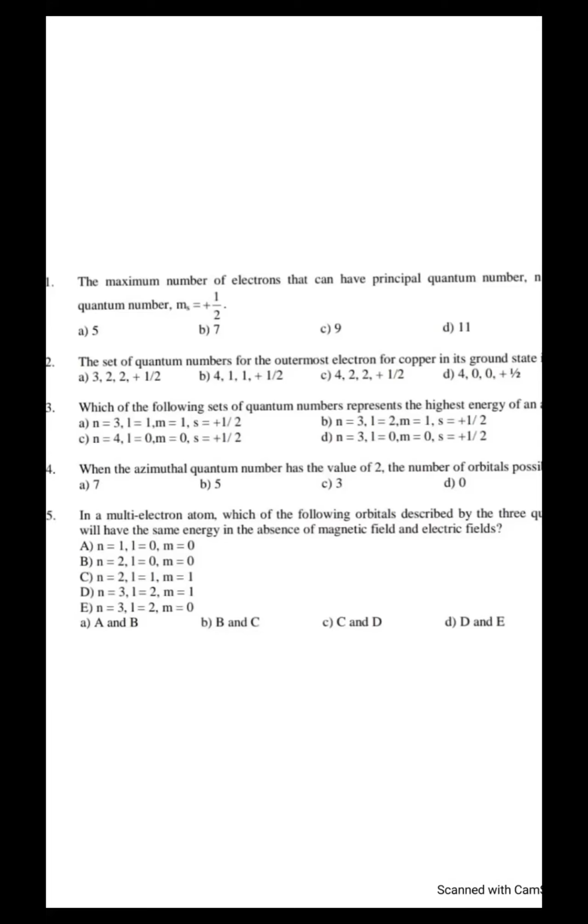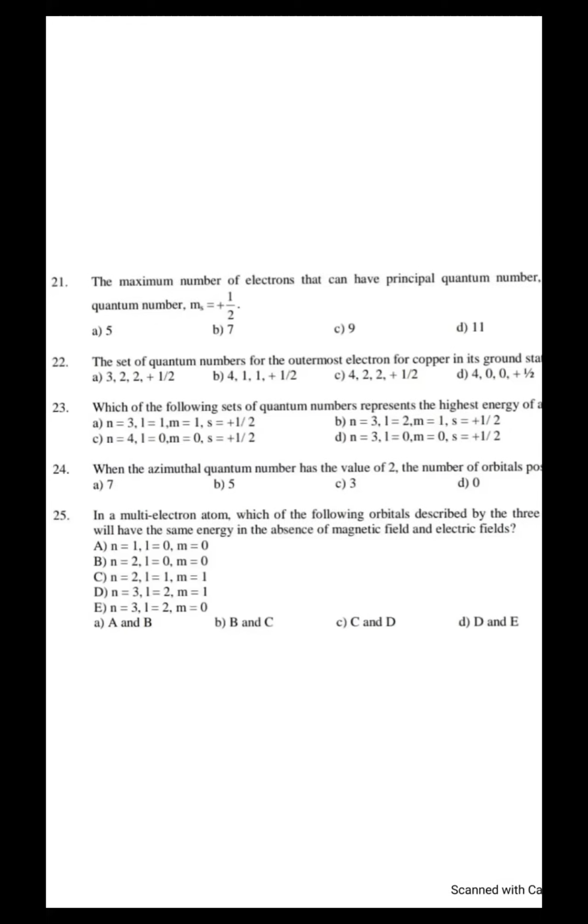Okay, now let me tell you the answers. For 23, the correct answer is option B. For 25, the correct answer is option D. Very simple question, you just have to apply the n plus l rule. For B, n plus l equals 5, which is maximum, so it will have the highest energy. For 25, option D is D and E. For D, you get 3 plus 2, 5. For E, you also get 3 plus 2 equals 5. So D and E both have the same energy.